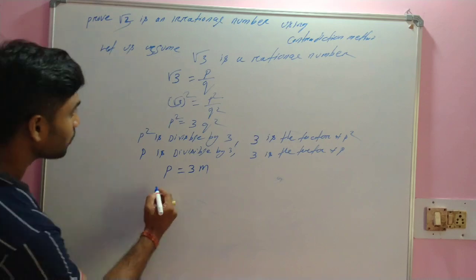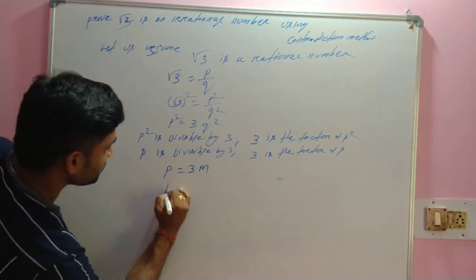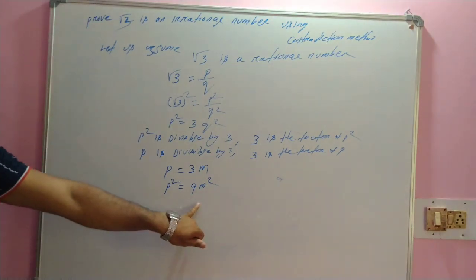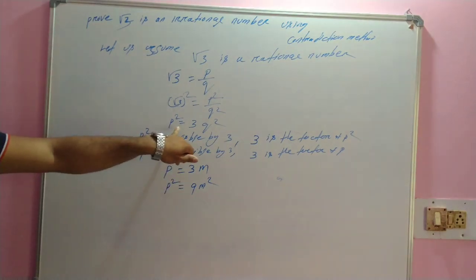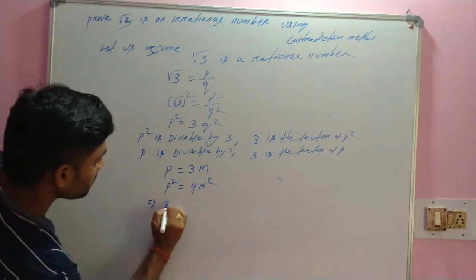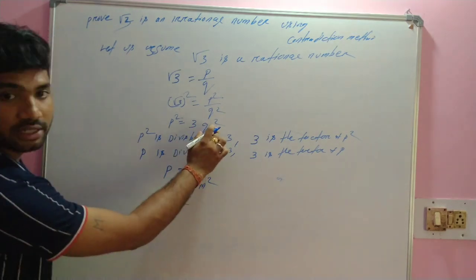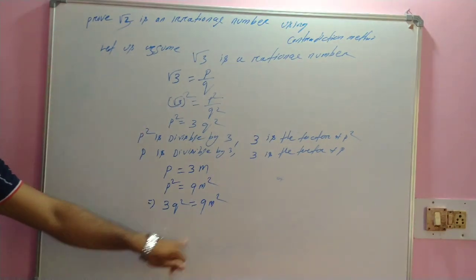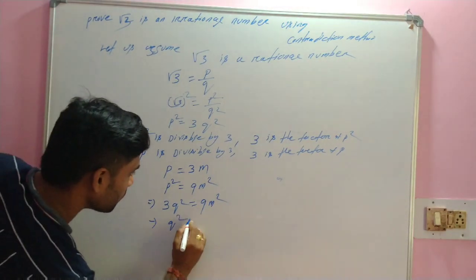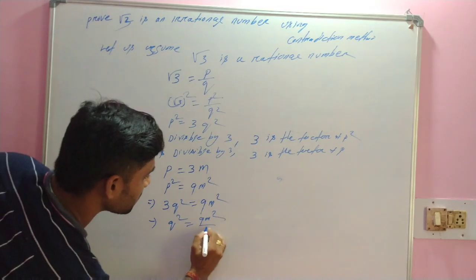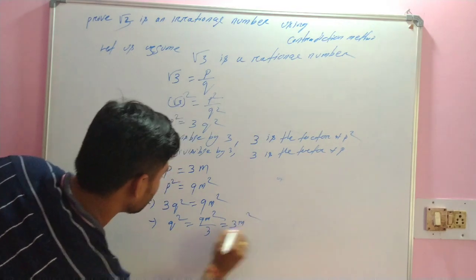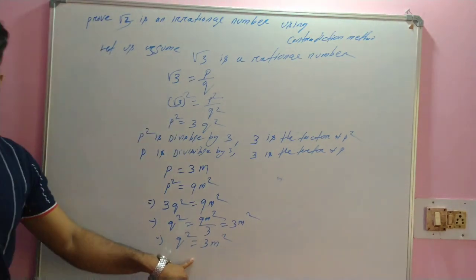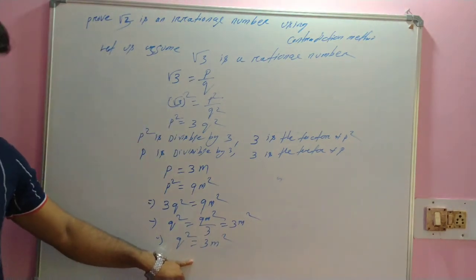Taking the square of both sides, P square equals 9m square. Since P square equals 3Q square, 3Q square equals 9m square. So Q square equals 9m square by 3, that means Q square equals 3m square.